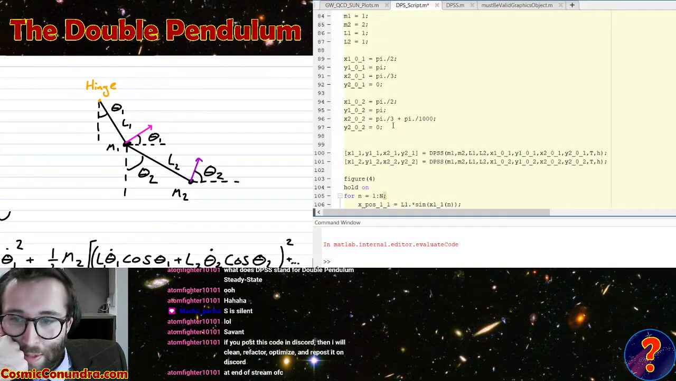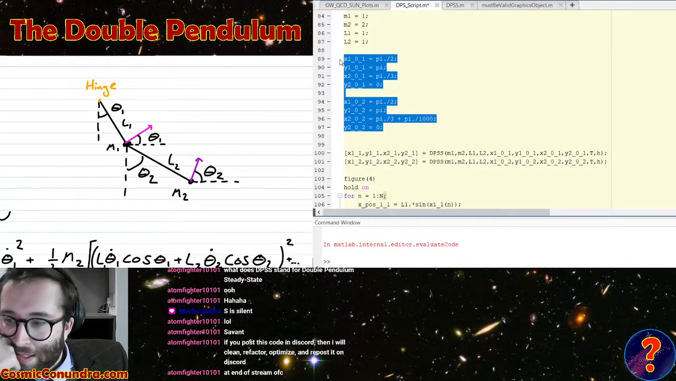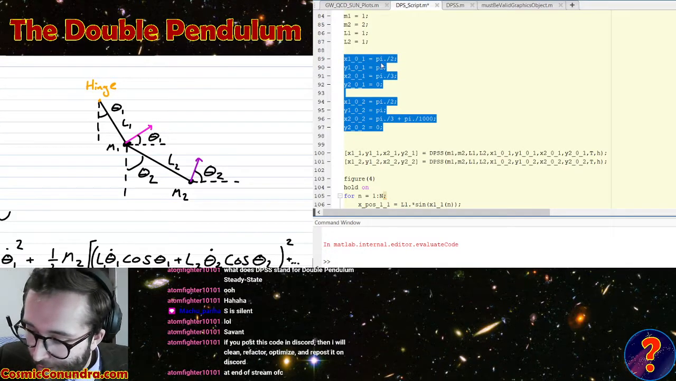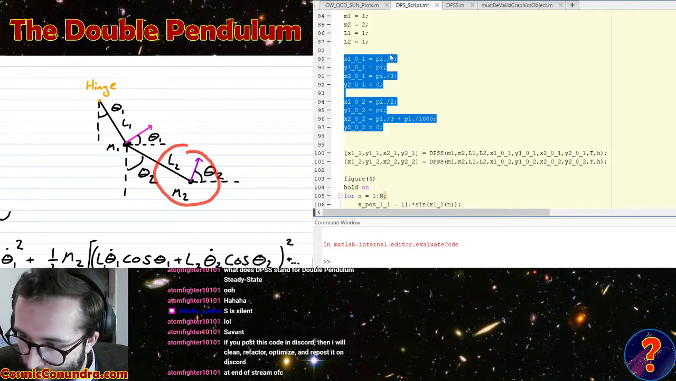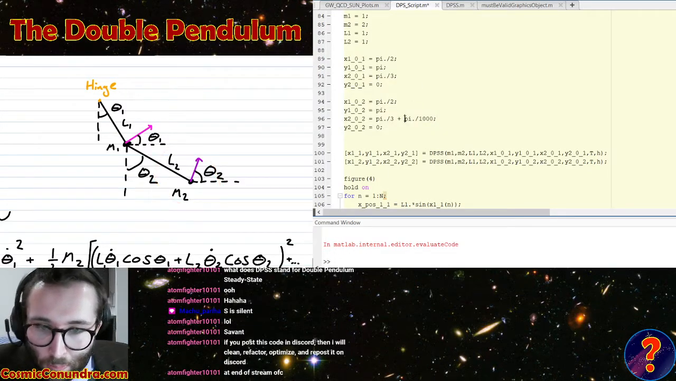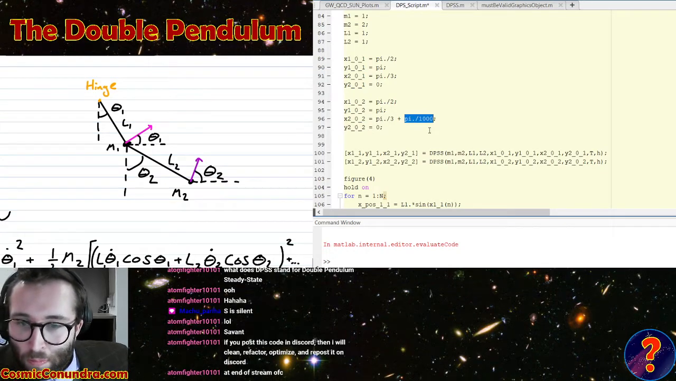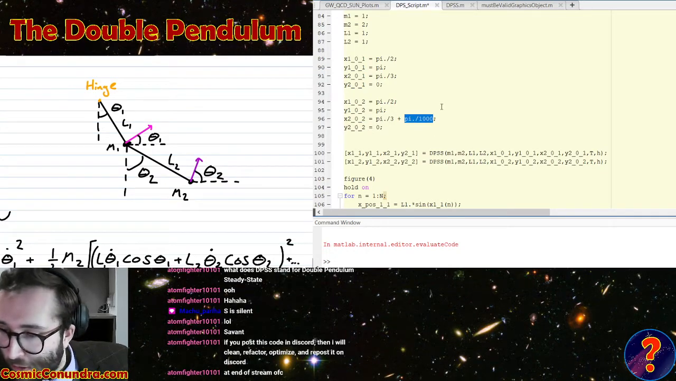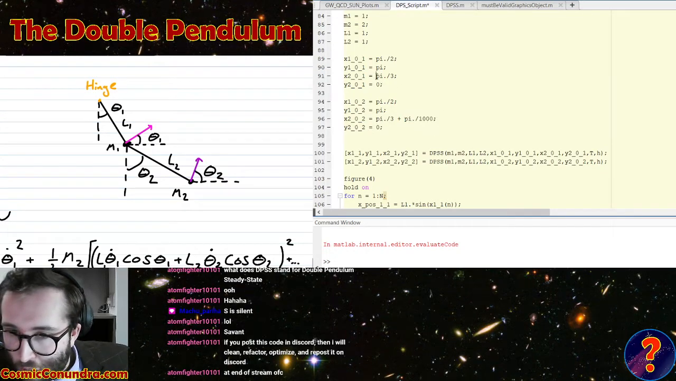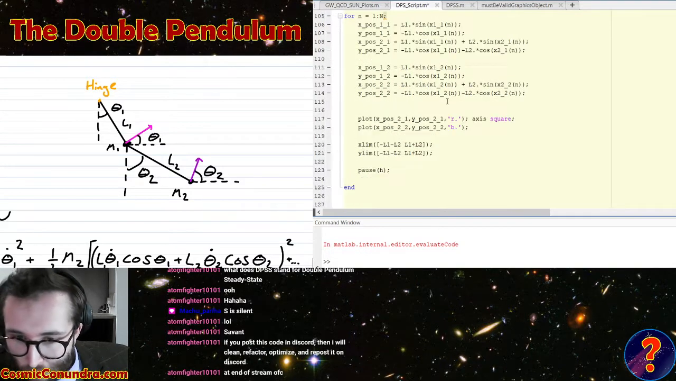So these systems are totally the same: same masses, same lengths and everything. The only difference between them is that the second particle in one of them has a little perturbation to its angle of pi divided by 1,000 on top of the initial condition for the position of the second particle. So it's a very tiny difference. But let's see how that tiny difference manifests over time.